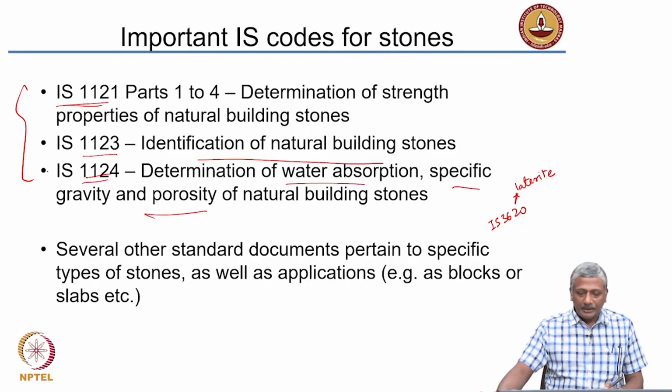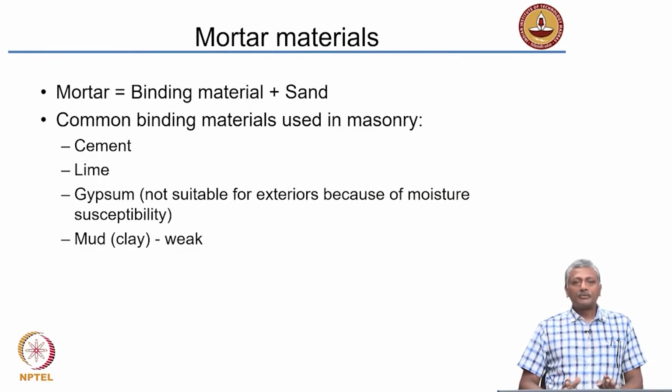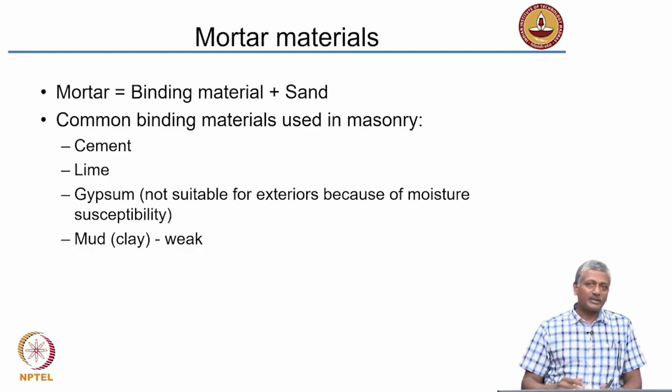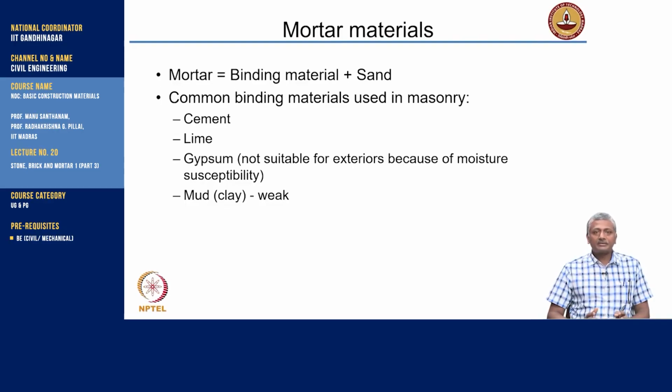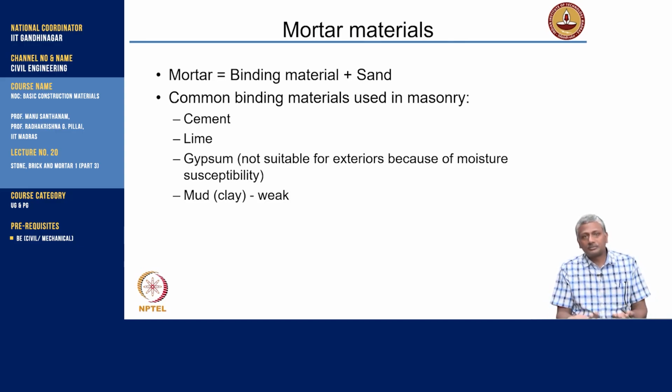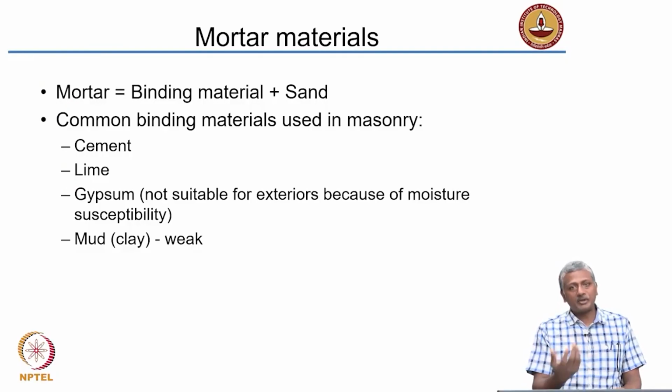Okay? Right. Now, we have talked about brick and stone. Of course, we have not yet talked about masonry. That's a component that I will come upon a little bit later. But I wanted to touch upon the mortar materials that are typically used before that. Okay? Now, mortar is nothing but a combination of a binding material and sand. Now, what do we mean by binding material? A material that glues the sand particles together is the binding material. Now, if you use glue, that's also a binding material, right? A glue with sand will also be a mortar.